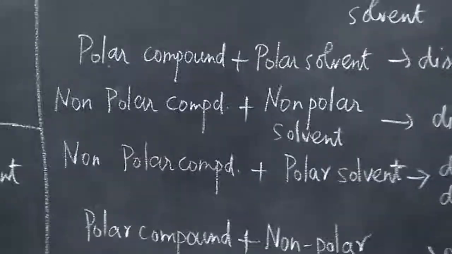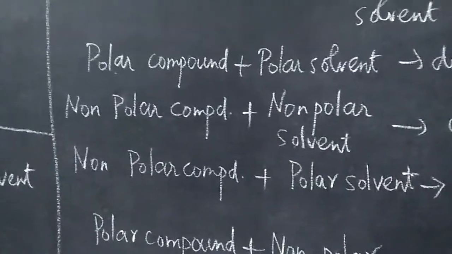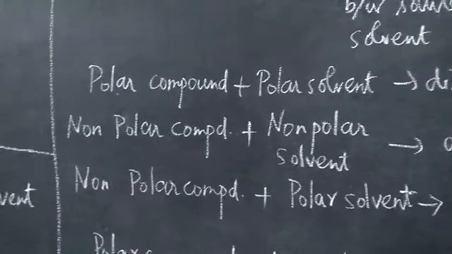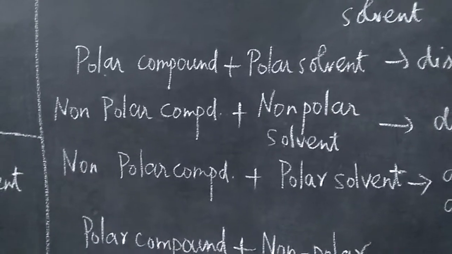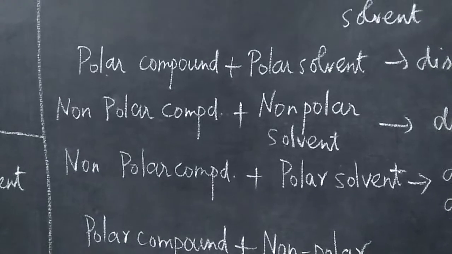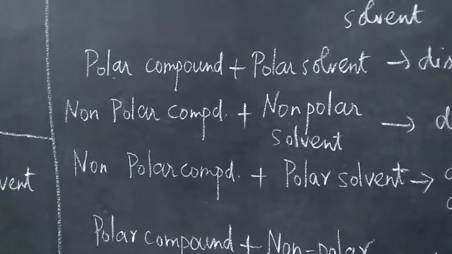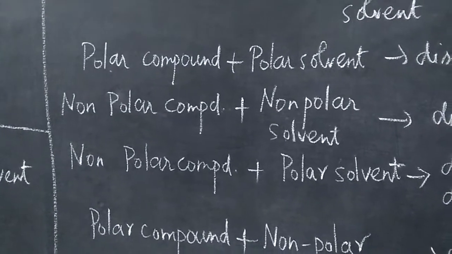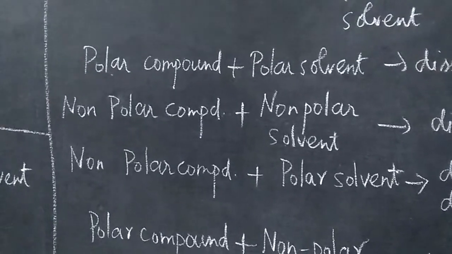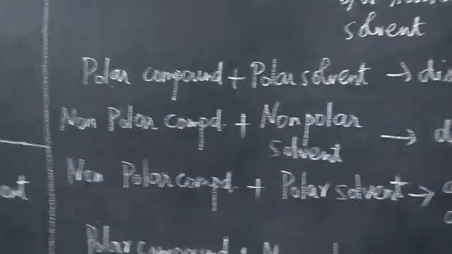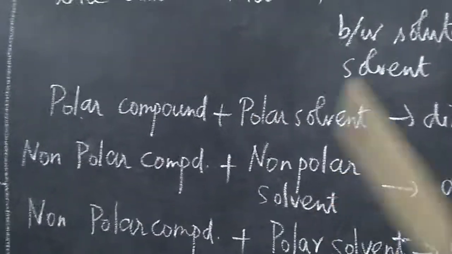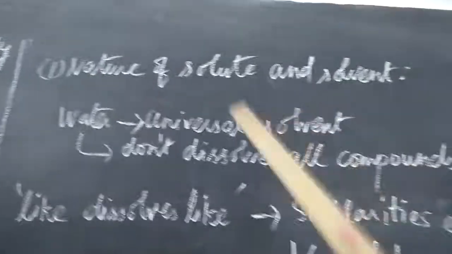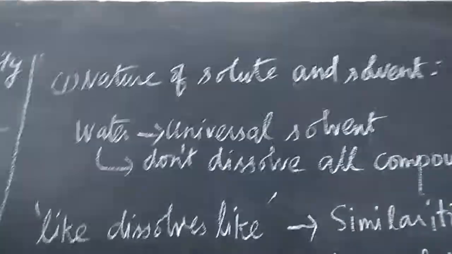You have to appreciate what a polar compound is. It is a compound which contains charged ions, charged groups. A non-polar compound does not contain a charged group. Mostly all ionic compounds are polar compounds. Covalent compounds are non-polar compounds. This is how the nature of the solute and solvent affects the solubility. It is a factor which affects solubility.